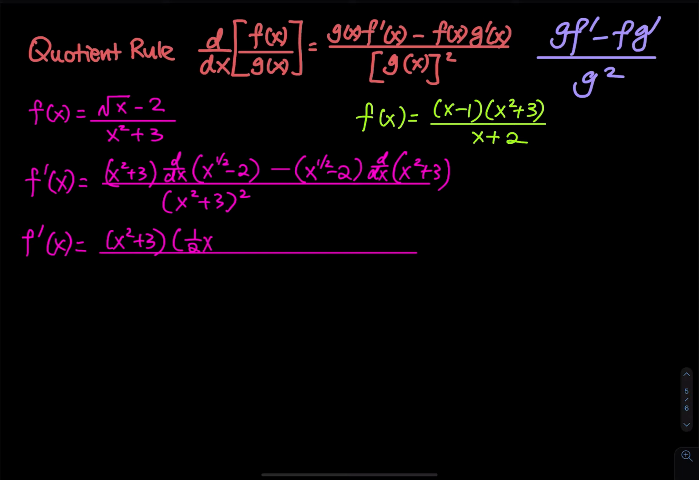And then x to the negative 1/2, and then minus x to the 1/2 minus 2, and then the derivative of x squared is 2x, and the derivative of 3 equals 0. Don't forget that you have to square the denominator. So at this point, the derivative is done. If I'm giving you a written in-class exam and say take the derivative, do not simplify your answer, then this is it, you're done.